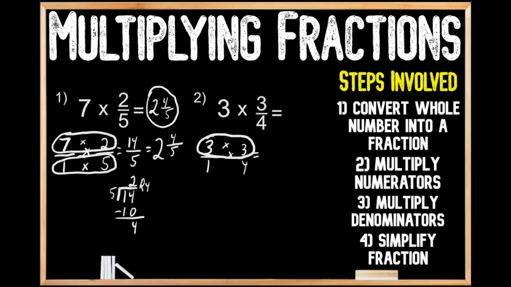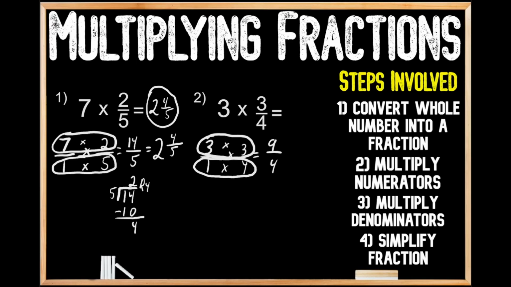When we multiply 3 times 3, we get 9. And now we can move on to step number 3, which is to multiply our denominators, or we're going to multiply the bottom numbers in these fractions. And when we multiply 1 times 4, we get 4, for 9 fourths. Now we can move on to our last step, which is step number 4, because as we can see, we have an improper fraction once again.